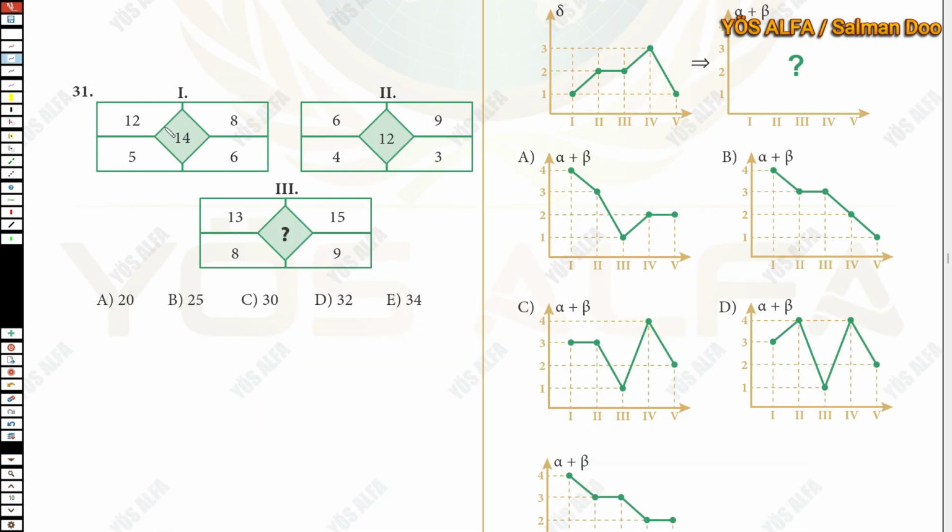31. Number and figure relation. 12 minus 5 is 7 and 8 minus 6 is 2. The multiplication of these two gives us the one in the middle, 14. So 13 minus 8 is 5 and 15 minus 9 is 6. 5 times 6 is 30. The answer is C.